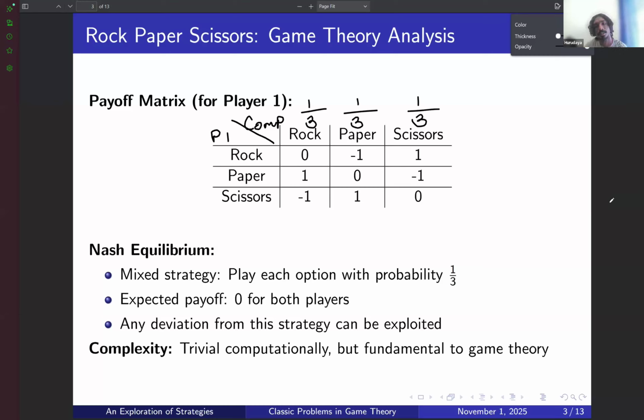Say I play rock with some probability x. Then what's my expected score here? What percent of the time do I win, what's the probability I lose, and what's the probability that it's a draw?